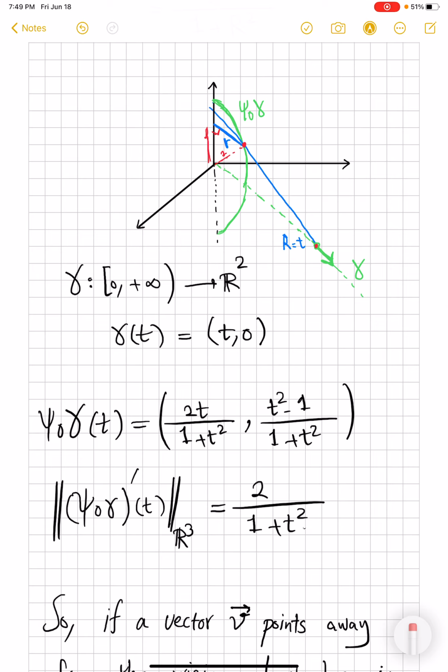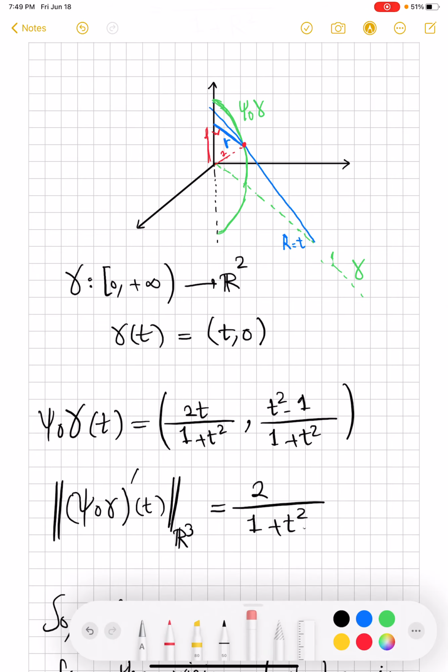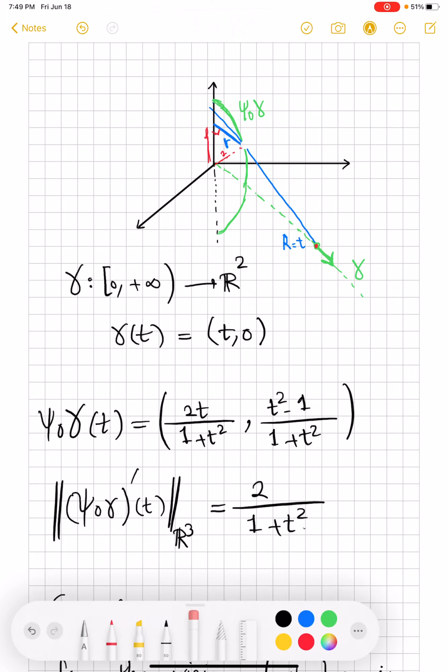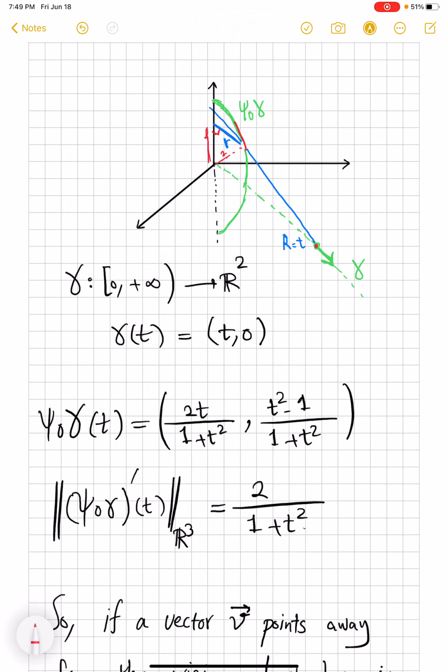Now, the length of this vector here is going to be equal to the length of the corresponding derivative norm here. So I compute the derivative of psi gamma, and I take its R3 norm. This is all calculation, and it ends up being 2 over 1 plus t squared.